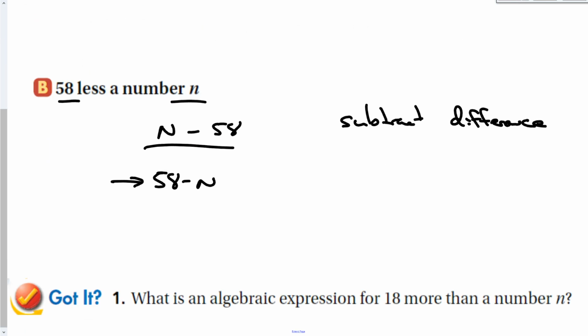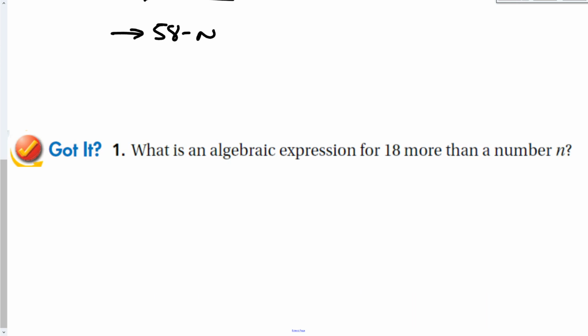At the end of each example, we'll try a little got it problem. These are going to be very similar, and we'll go through these fairly quickly. 18 more than a number n, again, just like part A, we're just going to start with a number n and add 18.